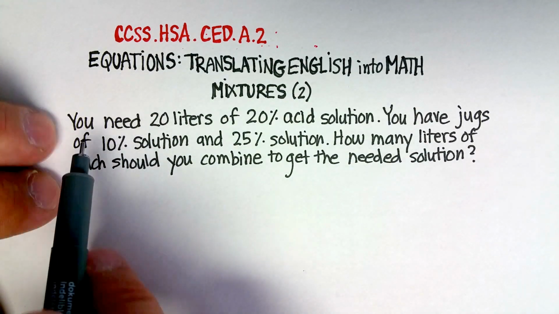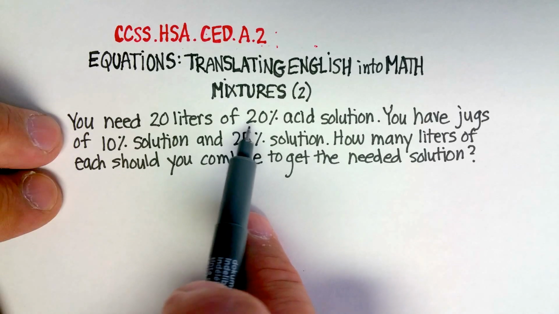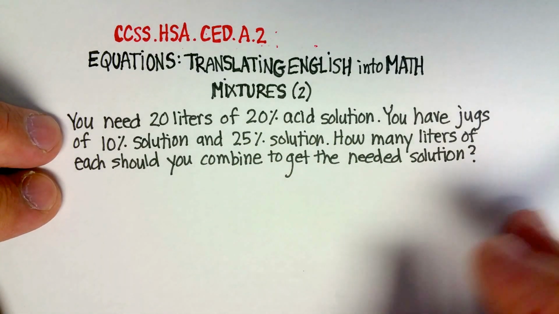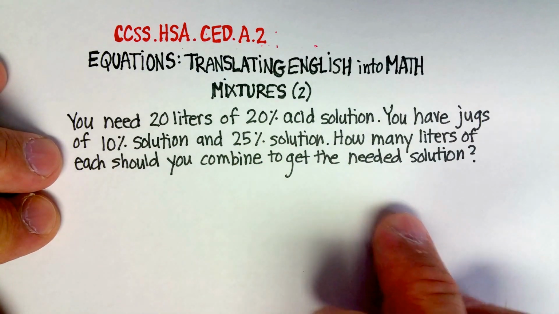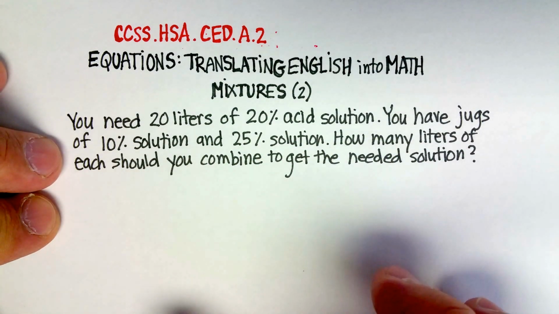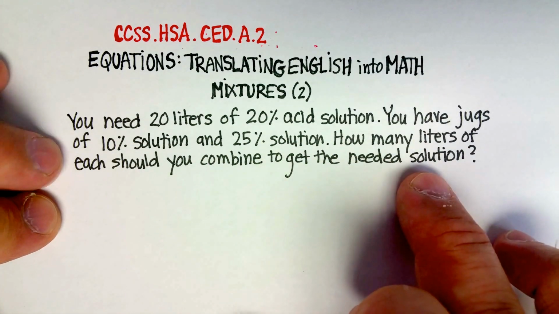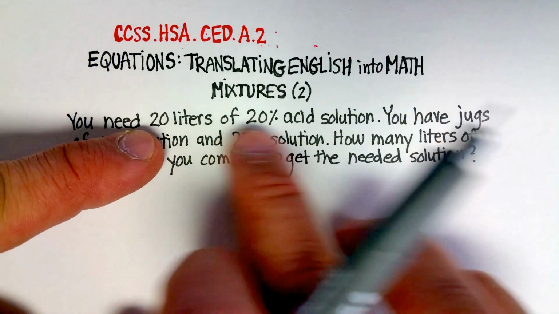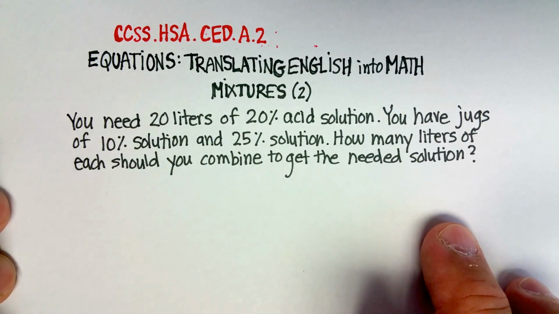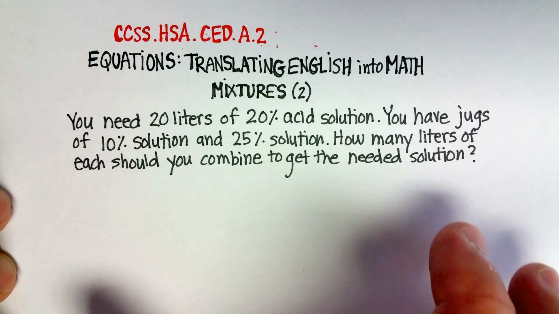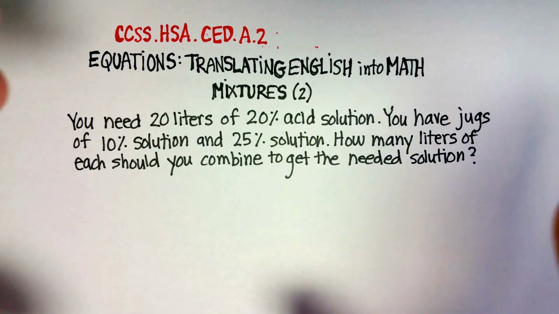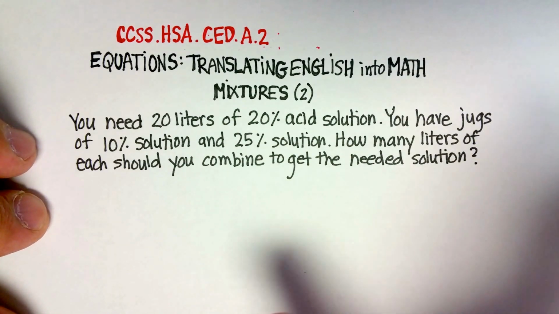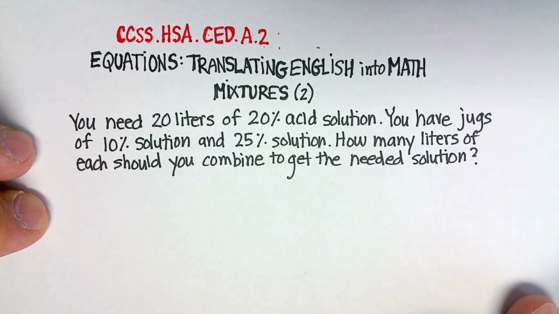So the question is this. You need 20 liters of a 20% acid solution. You have jugs of 10% solution and 25% solution. How many liters of each do you need to combine to get the needed solution of 20 liters at 20%? This is a really common kind of problem where you're mixing, not necessarily acid, but two quantities together to get a different concentration.